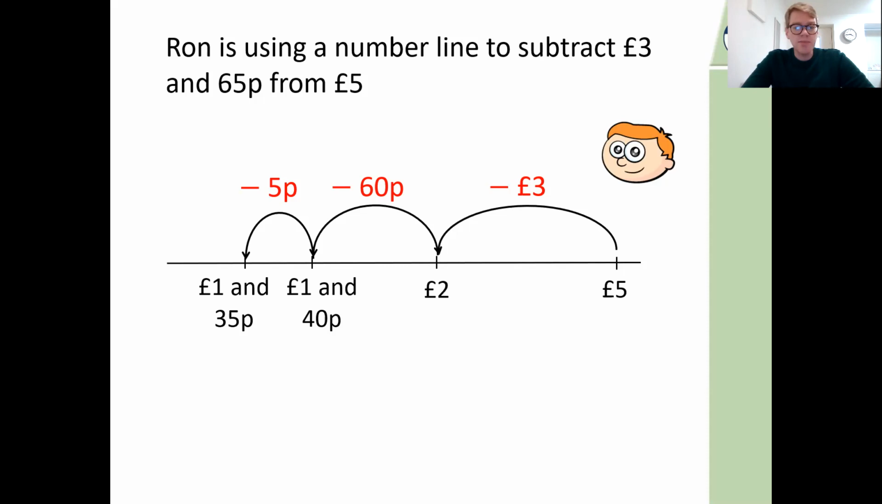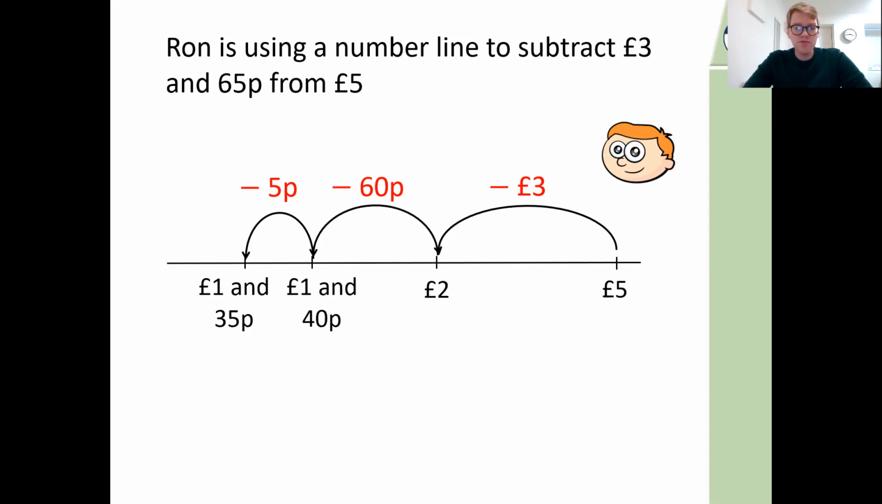So you might have actually been more comfortable going back £1 at a time. You could have gone 1, 2, 3. You might have felt comfortable enough to do the 65p all in one jump. It's up to you really. It's what you feel most comfortable and confident doing. There isn't a set way you need to do this. You can make the jumps whatever size you want.